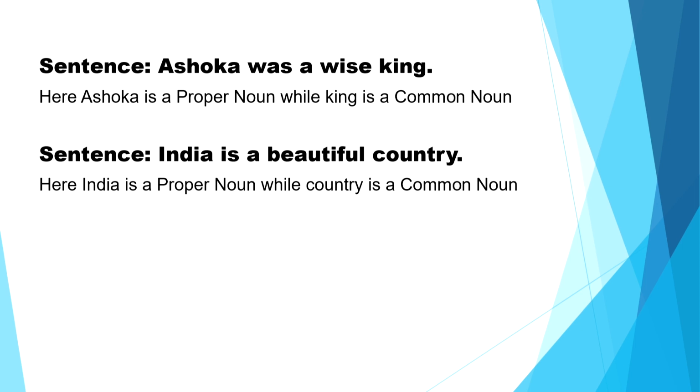So let us understand this with the help of an example. Ashoka was a wise king. Now, first of all, let us identify the nouns over here. Ashoka and king, these are 2 nouns. The noun Ashoka refers to a particular king, but the noun king might be applied to any other king like Akbar, Prithviraj Chauhan and so on, as well as to Ashoka. So, here Ashoka is a proper noun, whereas king is a common noun.